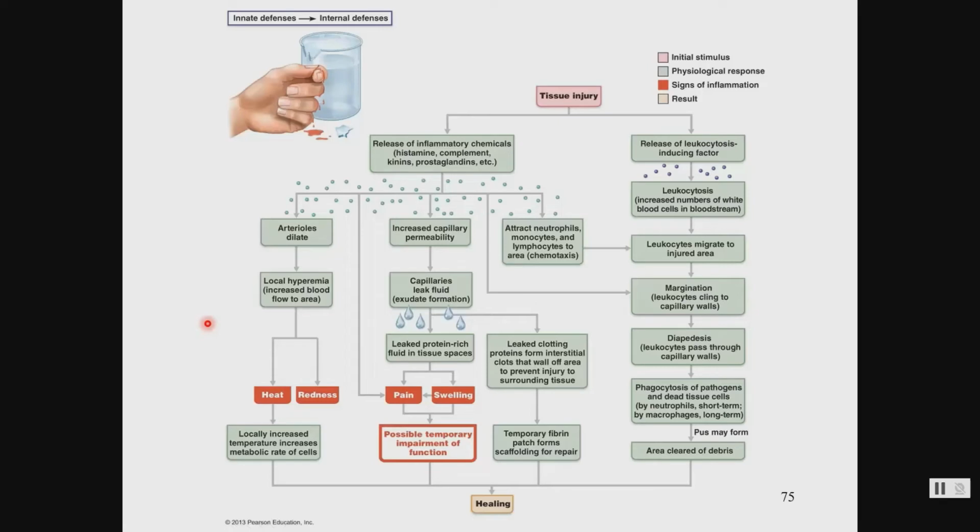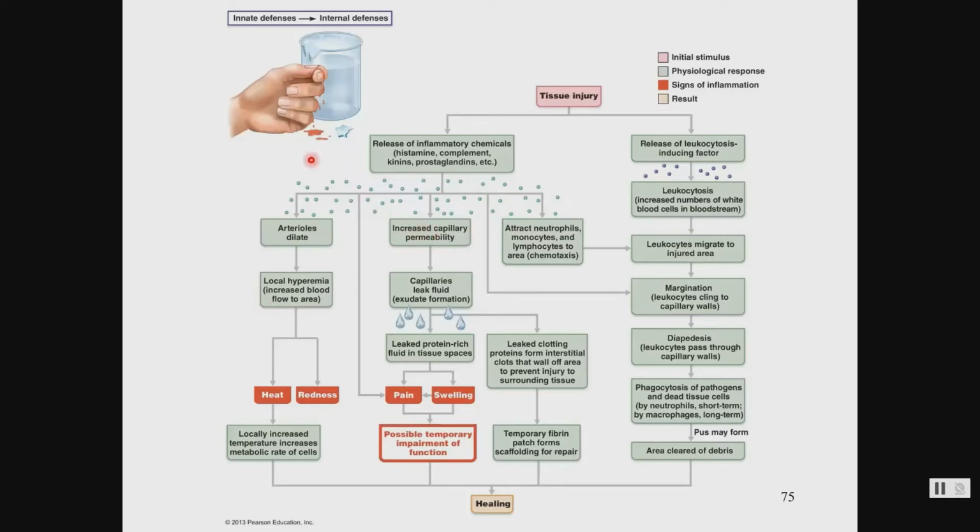So let's look at this. It shows tissue injury. And like I said, those inflammatory chemicals, there are others. The big one I want you to know is histamine, but we're going to complement the kinins and prostaglandins. And so we get leakage. So arterioles dilate, increase capillary permeability. And so we're going to get neutrophils, monocytes, and lymphocytes drawn to that area.